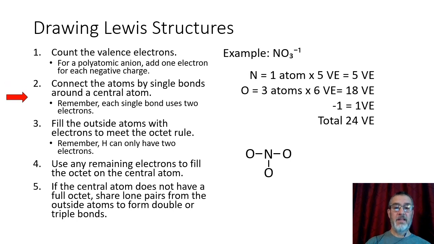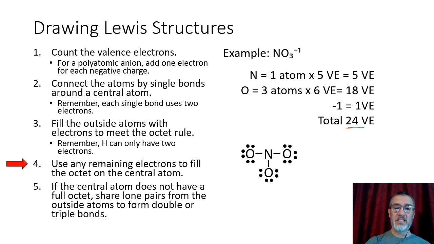So now I'm going to fill the outer atoms with electrons to meet the octet rule. So that's 2, 4, 6, 8, 10, 12, 14, 16, 18. So now I've used all of my electrons. It says use any remaining electrons to fill the octet on the central atom, but I don't have any remaining electrons. I've used all 24 valence electrons.